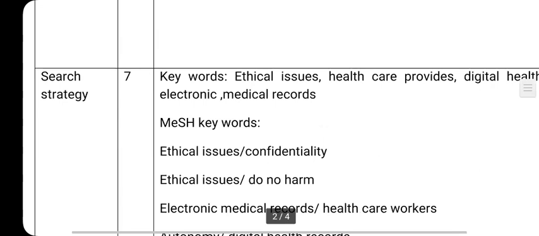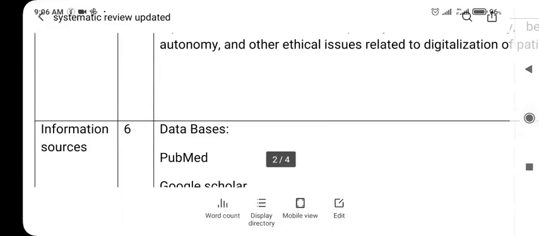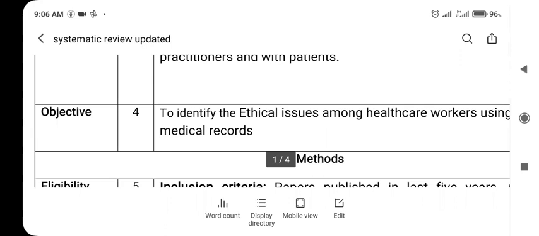And the search strategy used for completing the Prisma flow sheet starts first with the identification process. The keywords that I used for searching the relevant papers were ethical issues, healthcare workers, and electronic medical records slash digital medical records. For the MeSH keywords used for PubMed, I used ethical issues and electronic medical records confidentiality, ethical issues, and professional healthcare workers.